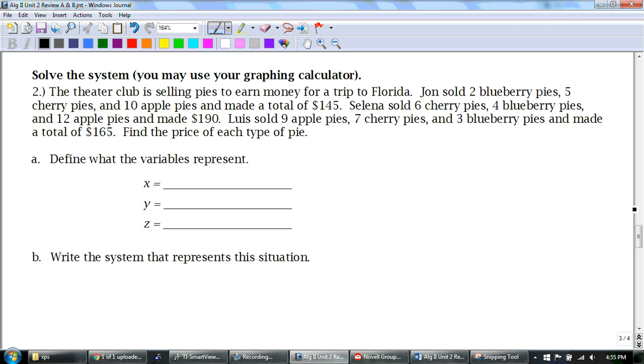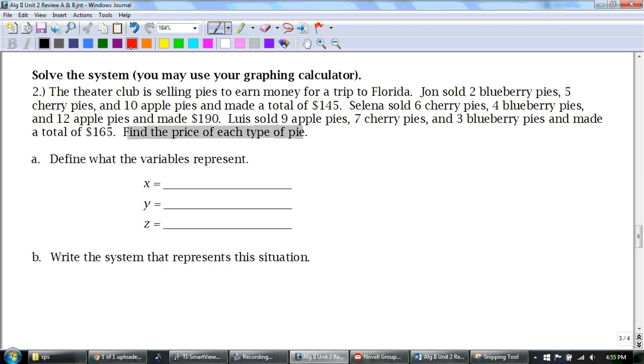Lena sold 6 cherry pies, 4 blueberry pies, and 12 apple pies and made $190. And Luis sold 9 apple pies, 7 cherry pies, and 3 blueberry pies and made a total of $165. Find the price of each type of pie.